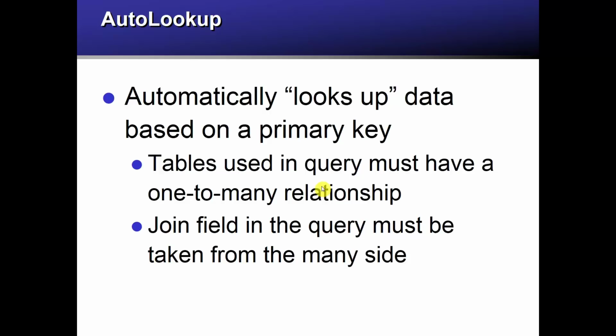In order for auto lookup to work, there are two requirements. First of all, the tables used in the query must have a one-to-many relationship, and for all of your projects, they should. The second part, which again is hard to visualize, but you'll see in a little bit: the join field in the query, in other words, the field in which you have the connection between the primary key and the foreign key, must be selected from the many side of the relationship, not the one side of the relationship. If you do those two things, auto lookup just works in Access. It's a kind of built-in feature.